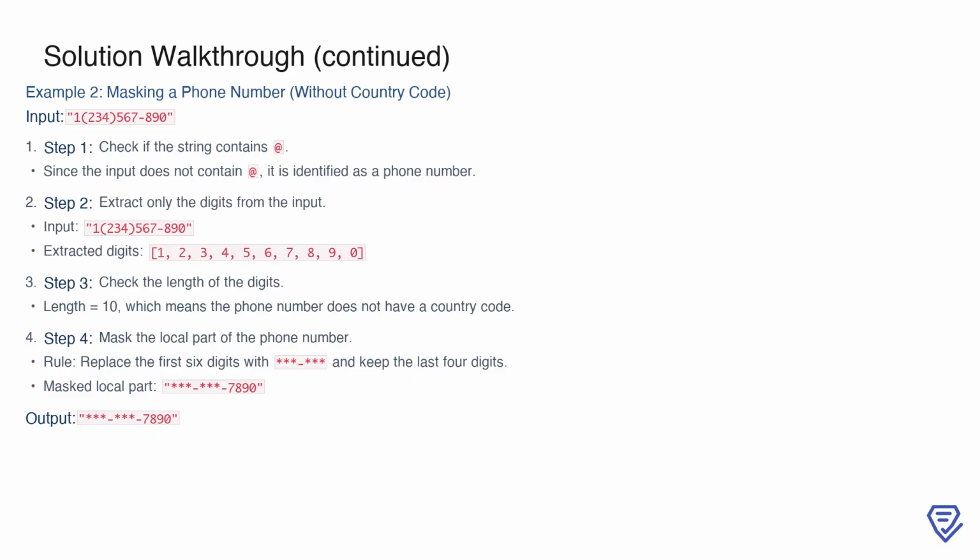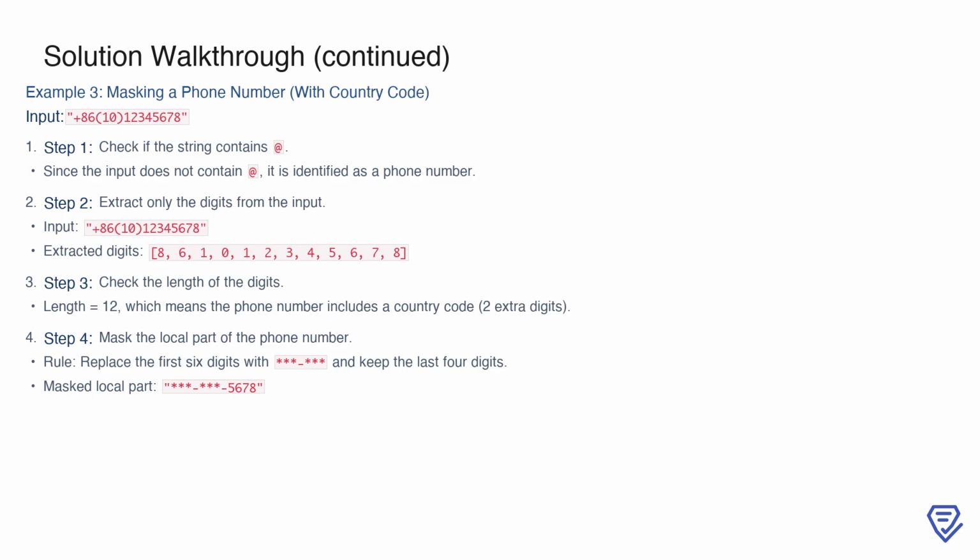Now, we mask the local part of the phone number by replacing the first 6 digits with 6 asterisks and keeping the last 4 visible. This results in the masked phone number, ***-***-7890. This is the output when the phone number doesn't include a country code.